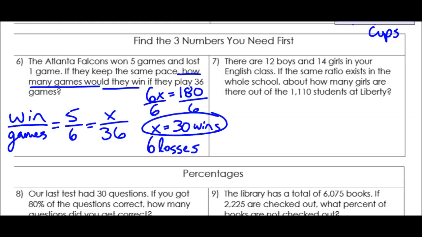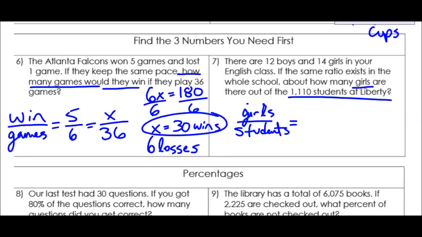Number 7 is saying that there are 12 boys and 14 girls in your English class. If the same ratio exists in the whole school, about how many girls are there out of the 1,110 students at Liberty? The question tells us our proportion. How many girls are there out of all of the students in Liberty? That's boys and girls together. Okay, so we're talking about girls compared to all of our students.